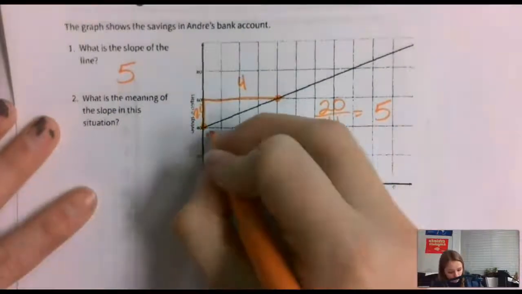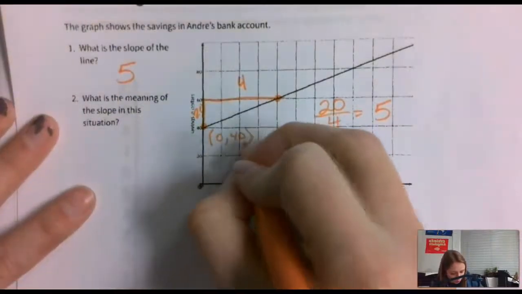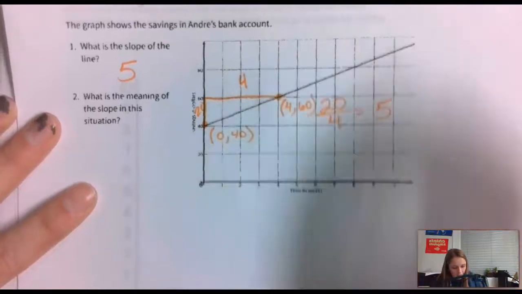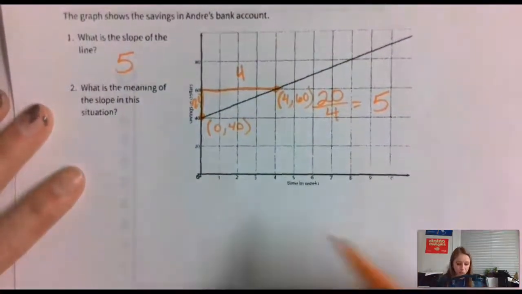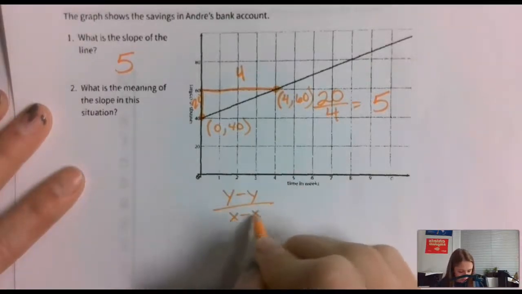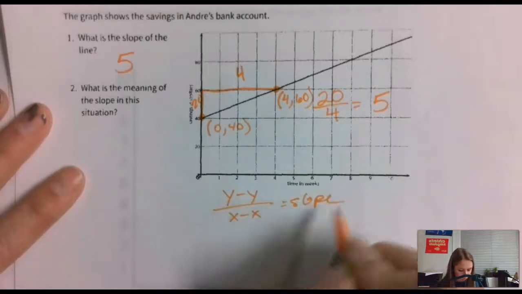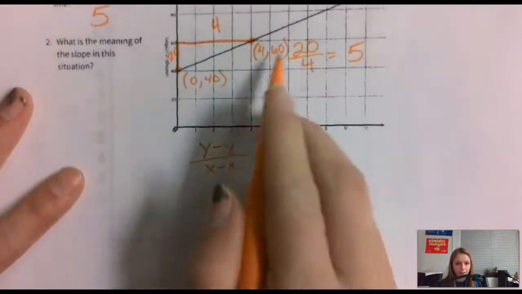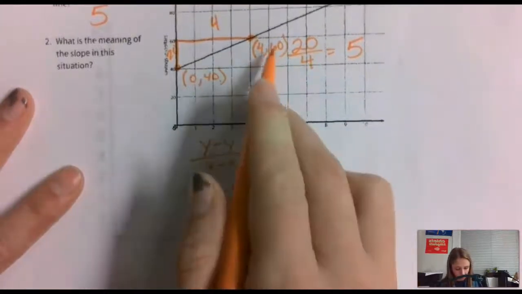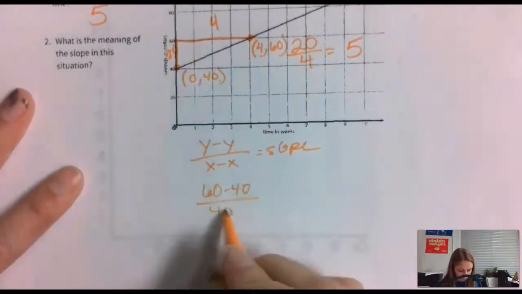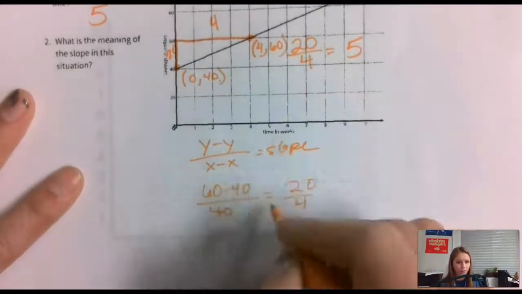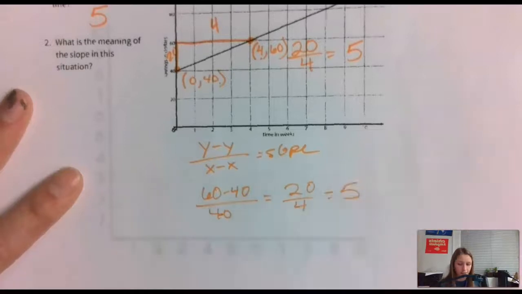Or what you could do is find the coordinates of each point and solve the way we just did in that last problem. So I'm going to have my y minus y over x minus x equals slope. So I'm going to have 60 minus 40, and I'm going to have 4 minus 0. Oops. And I end up with 20 over 4. Once again, identical. And I get the same slope.